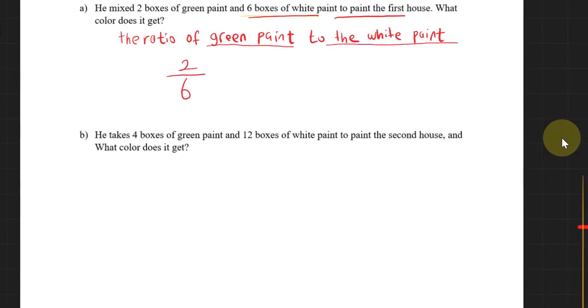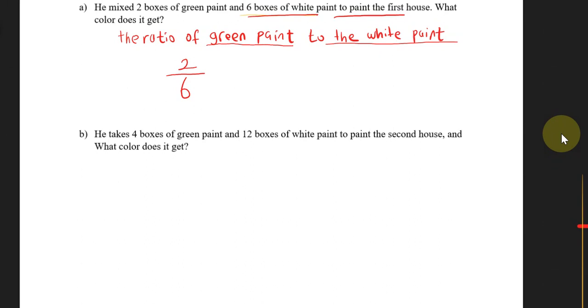Again, in the second one, he takes 4 boxes of green paint and 12 boxes of white paint to paint the second house. And what color does it get? Please stop the video and think a little bit for a while and start it again. Okay, we know that we have more white boxes than green boxes, so the color will be lighter than the original green paint. So what will be the ratio?